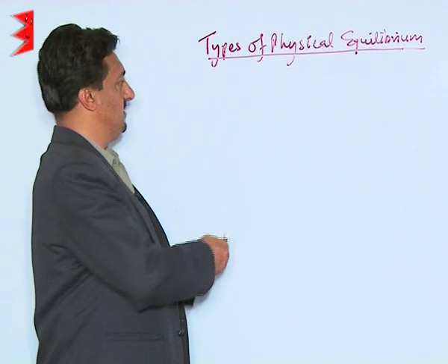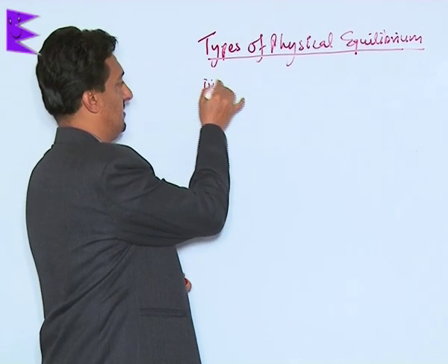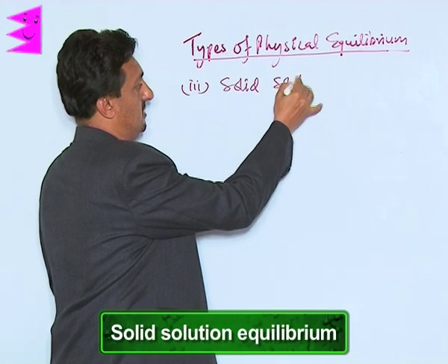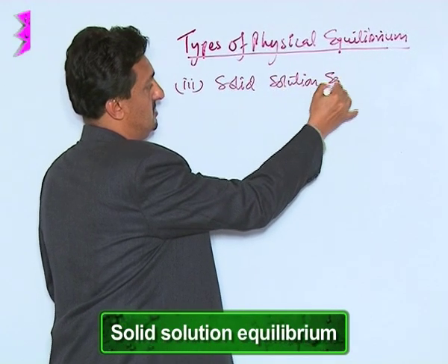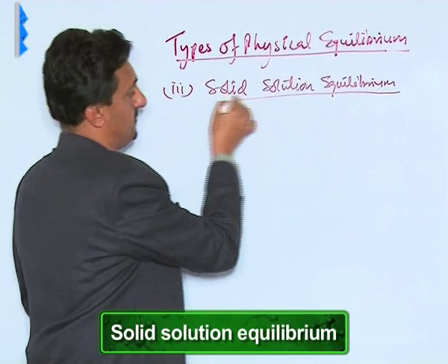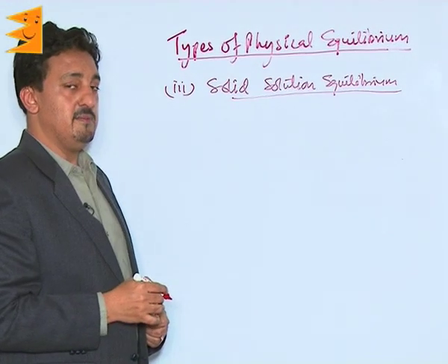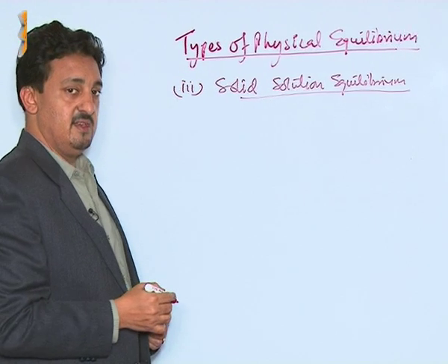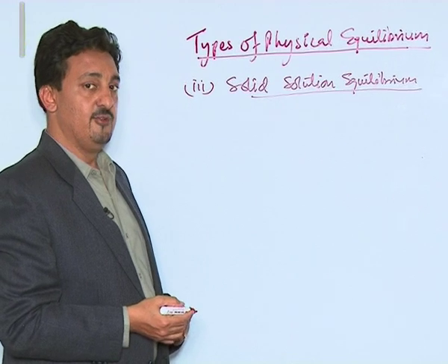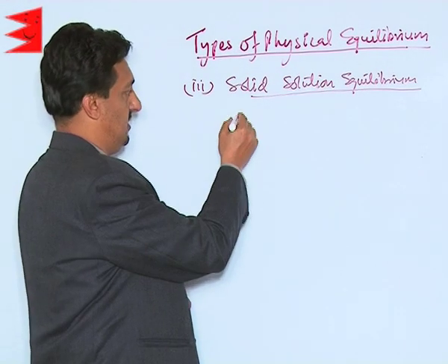The third physical equilibrium is solid-solution equilibrium. It is the equilibrium which is established between a solid substance and its solution or its aqueous solution.